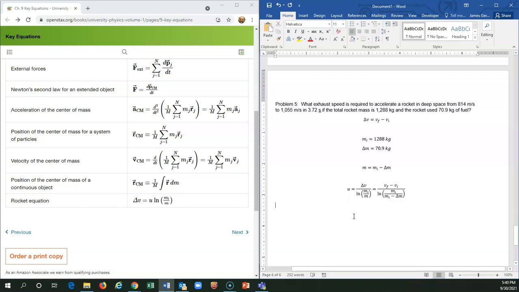And again, key in this, it's in deep space, so we don't have to worry about where gravity is in this one. And we're done. Good luck with problems.